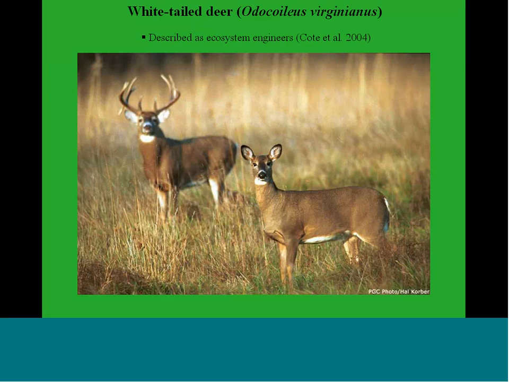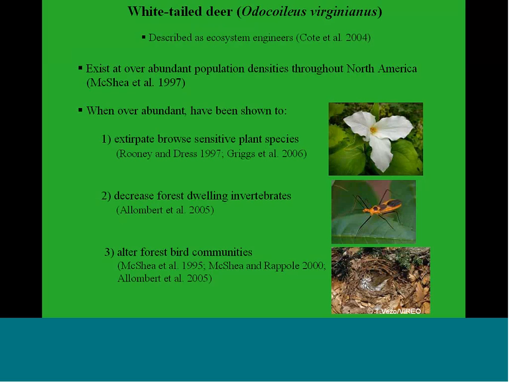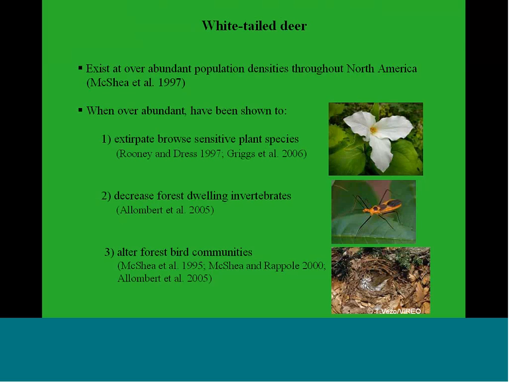One of the ecosystem engineers we'll be looking at today is the white-tailed deer. White-tailed deer exist at overabundant population densities throughout North America. It's been suggested that greater than 4 deer per kilometer squared is an overabundant number of deer and can cause overbrowsing. Many areas of North America have higher deer abundances than this.